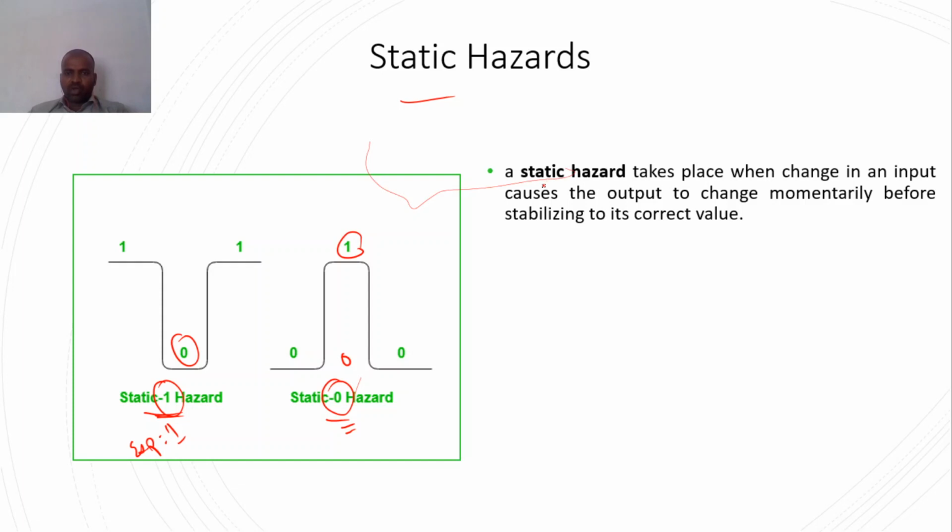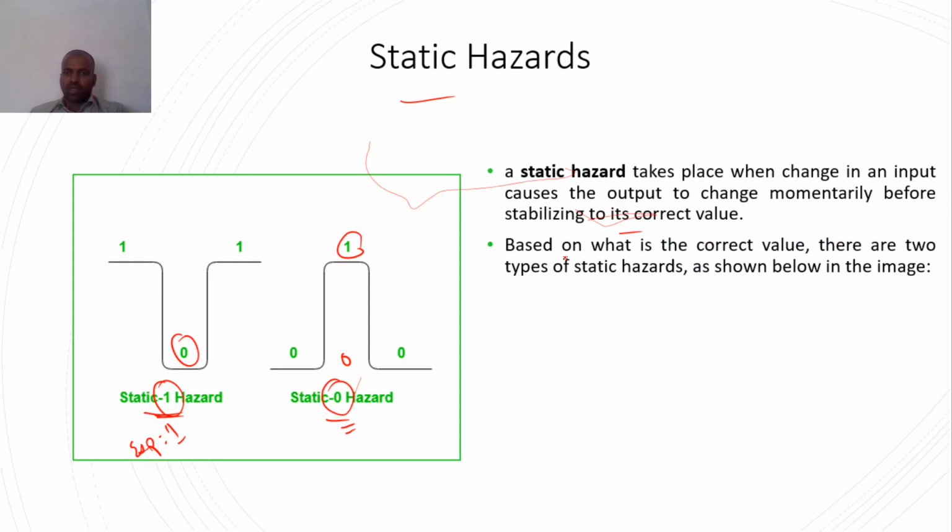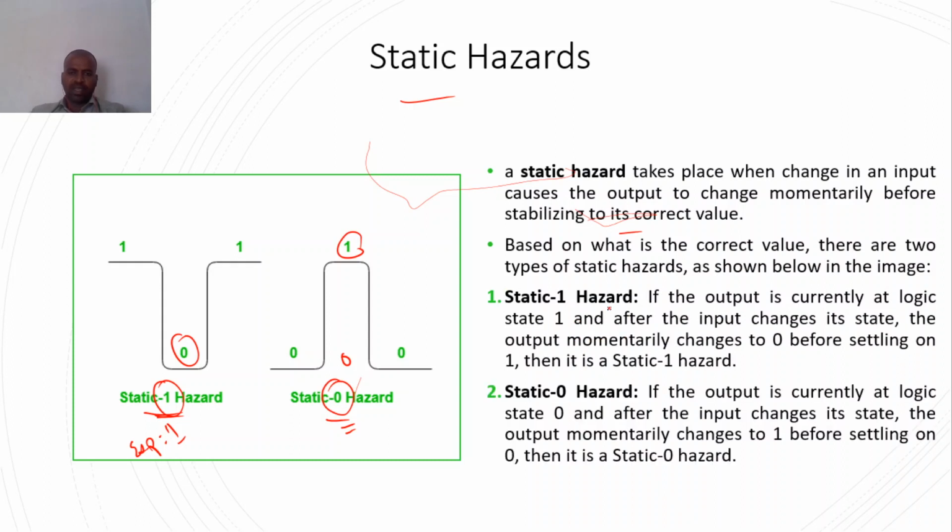It takes place when a change in an input causes the output to change momentarily before stabilizing to its correct value. Based on what the correct value is, there are two types of static hazards shown in the image below: static 1 hazard and static 0 hazard. In static 1, we are expecting the output to be 1, but 0 is coming. For example, in an AND gate with 1 1, the expected output is 1, but 0 is coming, so this is called a static 1 hazard. If for an OR gate I give 0 0, the actual output is 0 but 1 is coming, so this is a static 0 hazard.